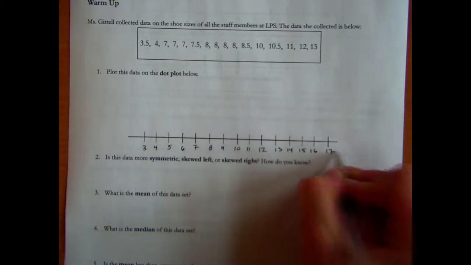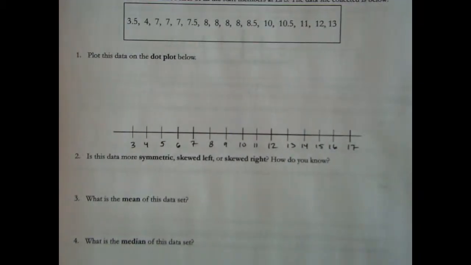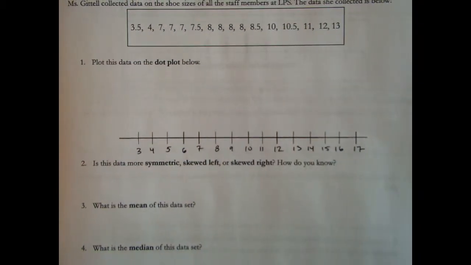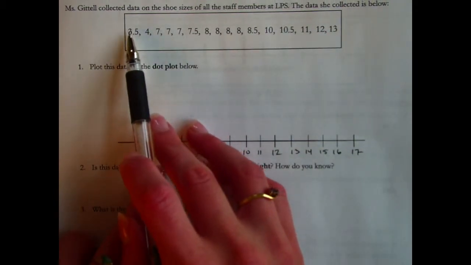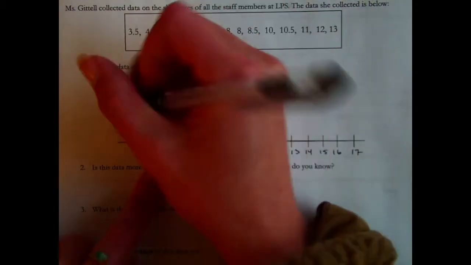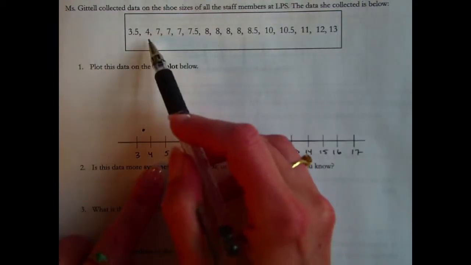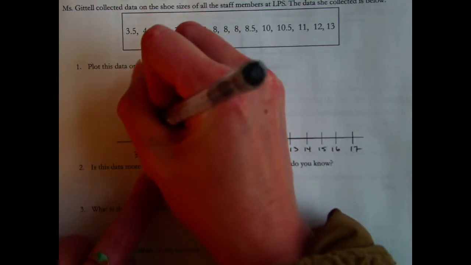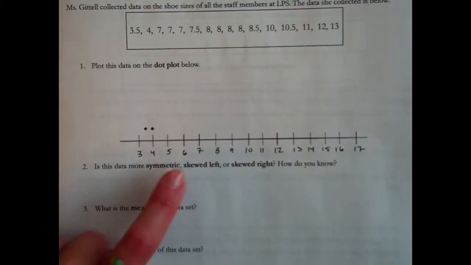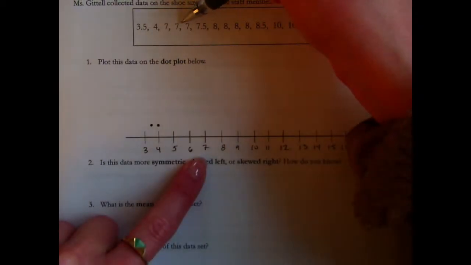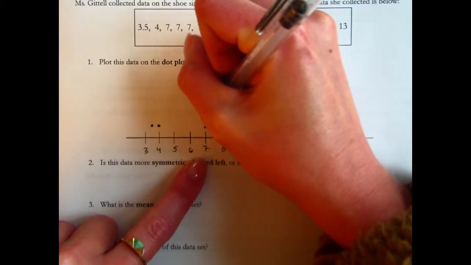Okay, and then for a dot plot, you essentially just put a dot above the number to represent that data point. So for example, I have one staff member whose foot size is a 3.5, so I'm going to put a dot halfway between 3 and 4. I have one person with a shoe size of 4, so one dot there. When I get to 7, I have 3 7s, so I'm going to put 3 dots above 7.